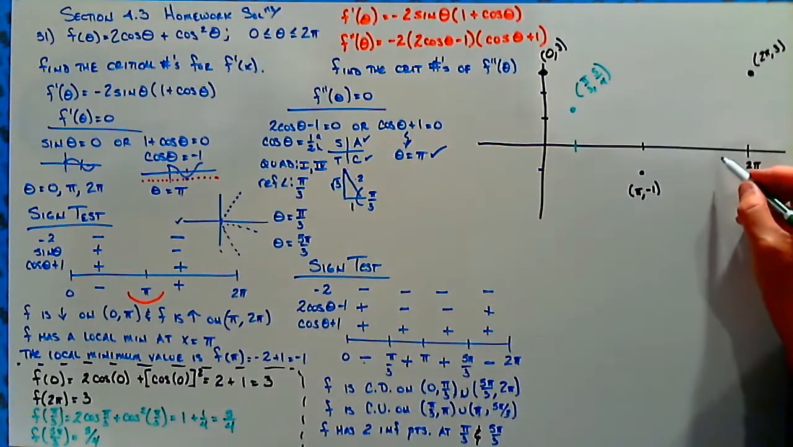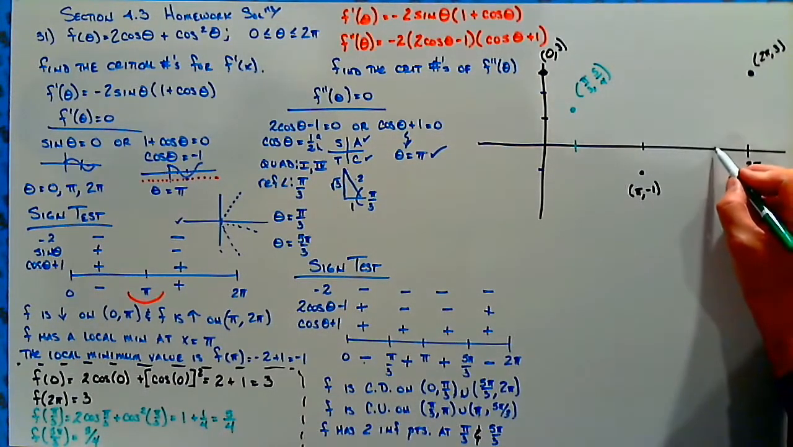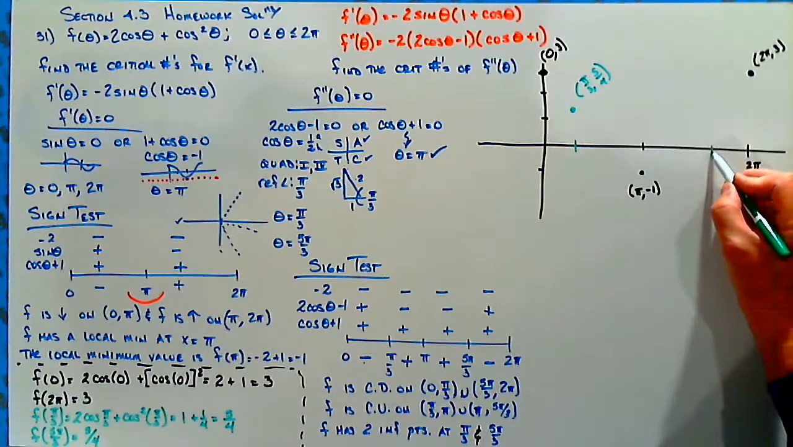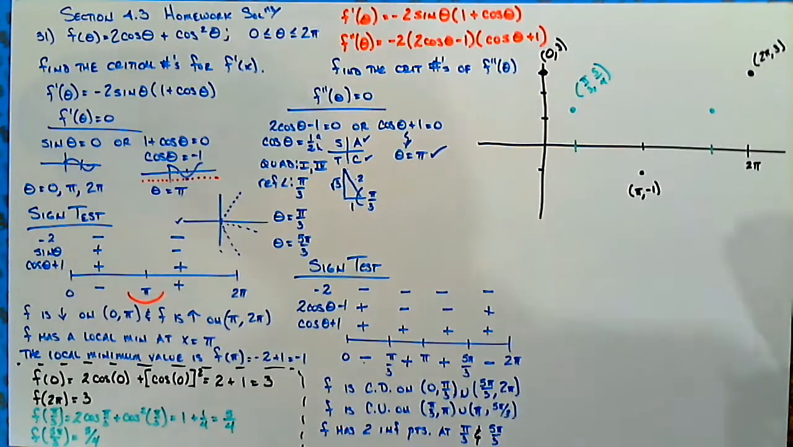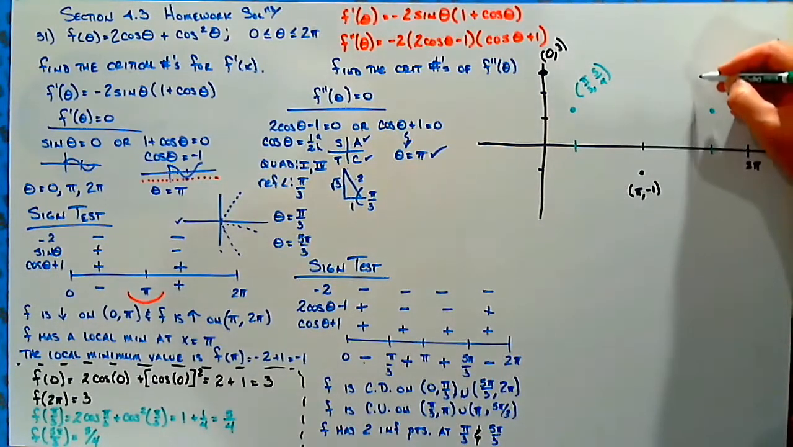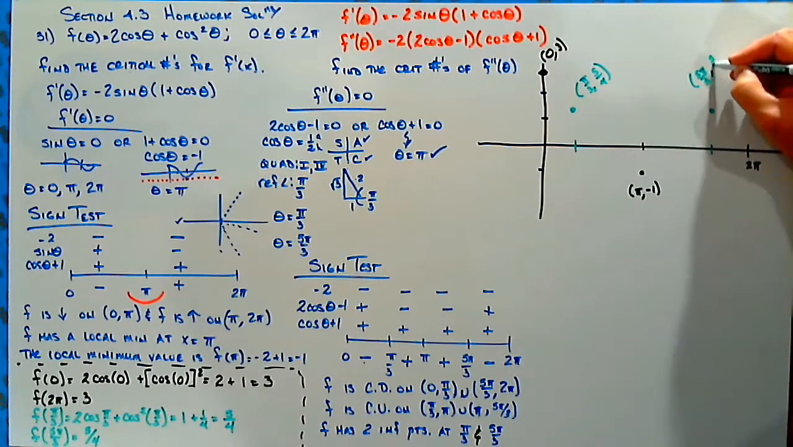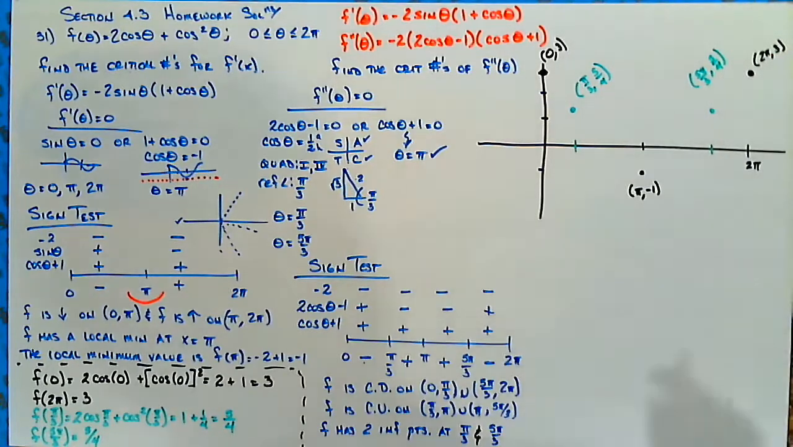So where's 5 pi over 3? Well, 5 pi over 3 is a third of the way from here, right? So we'll put that here. So we'll put our inflection point right there. So that's going to be our second inflection point. Now remember, that point is 5 pi over 3, comma, 5 over 4. Okay.